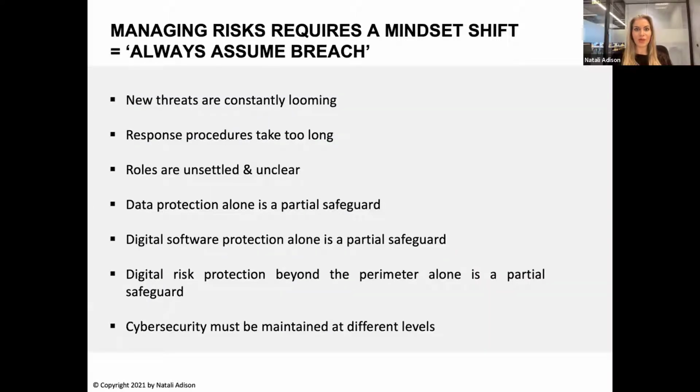Managing risks also requires a mindset shift. Companies need to always assume breach. Why is that? First of all, new threats are constantly looming. When confronted with a breach, companies mainly take too long to respond because they don't have the right procedures. They also do not know who is to deal with the procedure. So there is a breach and then they start looking and thinking, which is too late. Data protection alone is a partial safe ground. The same counts for digital software protection and digital risk protection beyond the perimeter. Cybersecurity has to be maintained at different levels.